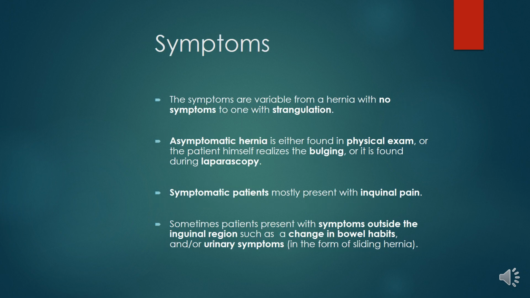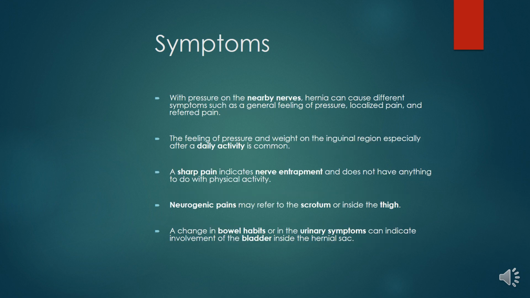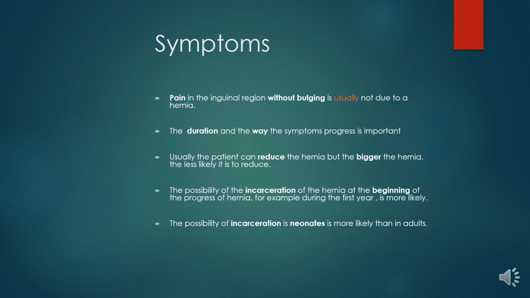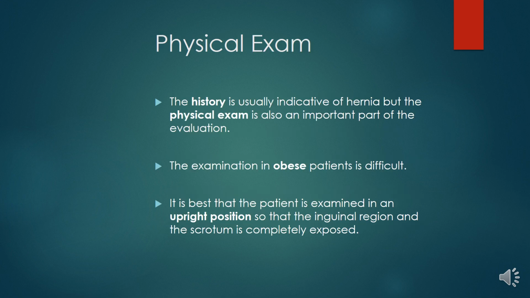Symptoms are variable, from no symptoms to strangulation. An asymptomatic hernia is either found on the physical exam, or the patient himself realizes there is a bulge, or it can be found during laparoscopy. Symptomatic patients mostly present with inguinal pain. Sometimes the patient presents with symptoms outside the inguinal region, such as change in bowel habit or urinary symptoms. There may be pressure on nearby nerves, a feeling of pressure in daily activity, sharp pain, neurogenic pains, and change in bowel habits. Pain could be with or without bulging. Duration is variable.